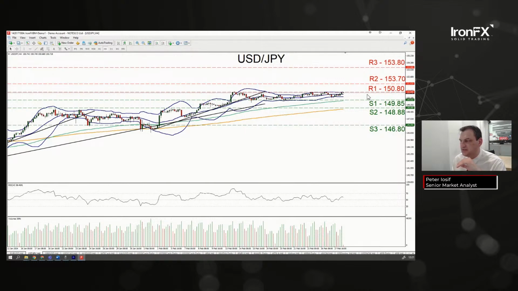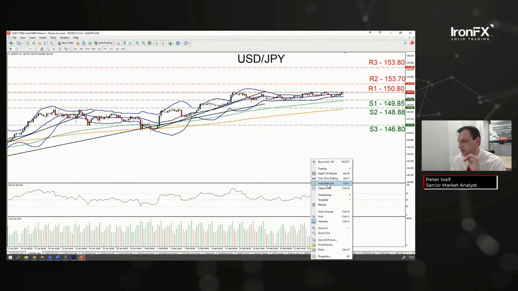It's interesting in the sense that the pair seems to have hit the ceiling at the R1, but it's constantly trying to break it. It's as if failed once, try again.